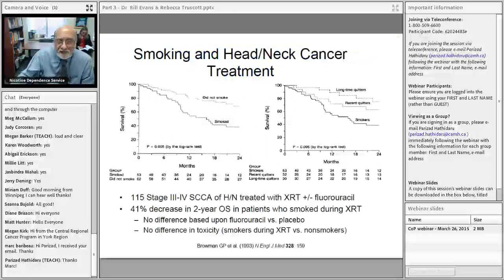On the right-hand panel, you see the intermediate survival of the recent quitters, which lends strength to the argument that even in the person you're looking at to start radiation treatment on in the clinic who's smoking, getting them to stop then may improve their survival from that of a continuing smoker to that of a recent quitter, which looks more like the long-term quitters.